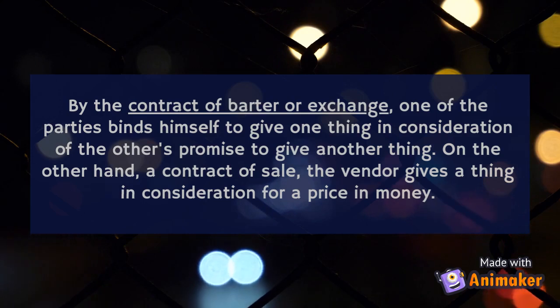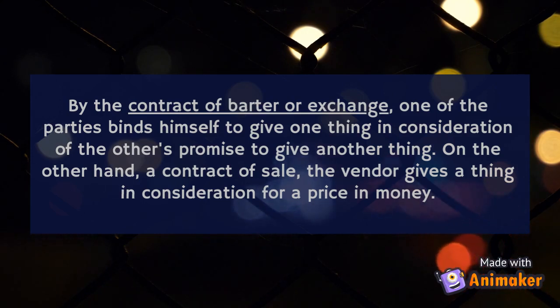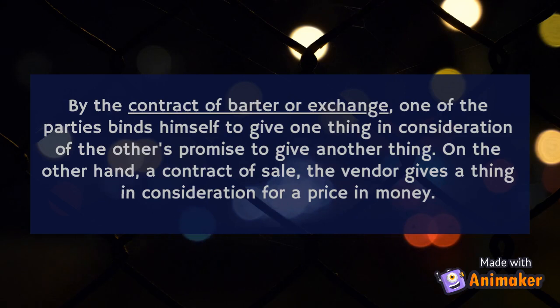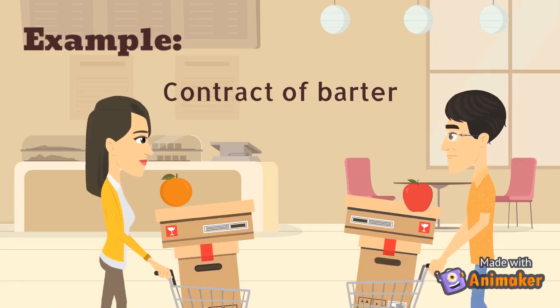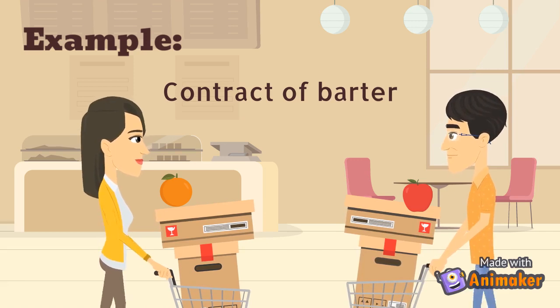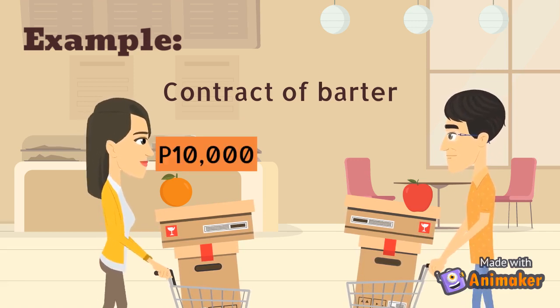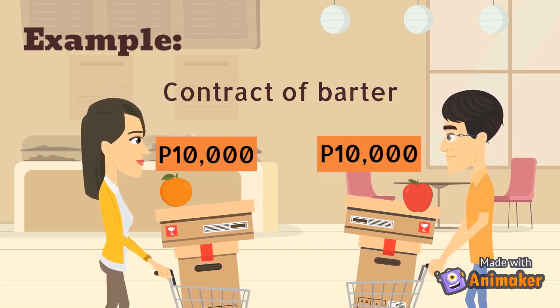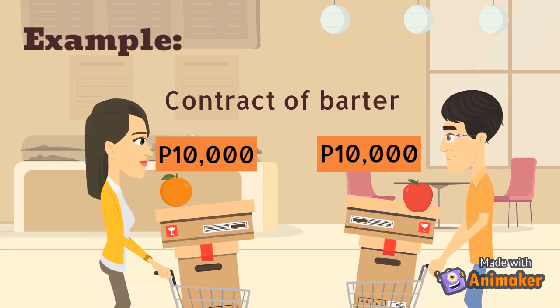By the contract of barter or exchange, one of the parties binds himself to give one thing in consideration of the other's promise to give another thing. On the other hand, in a contract of sale, the vendor gives a thing in consideration of a price in money. For example, Girlie and Boye entered into an agreement whereby Girlie was to deliver oranges worth 10,000 to Boye, who was to give apples also worth 10,000. This is a contract of barter.